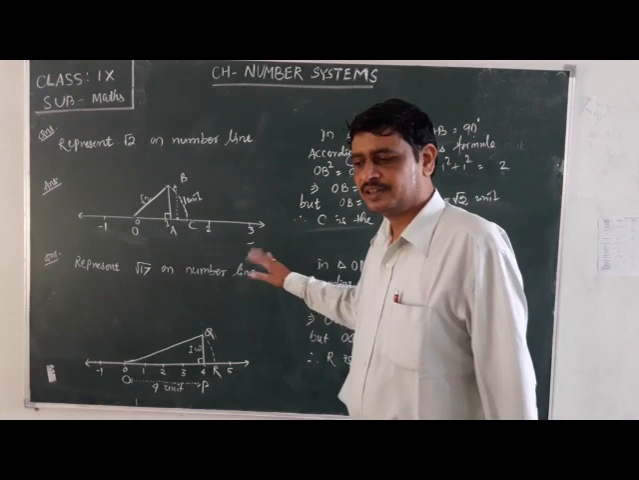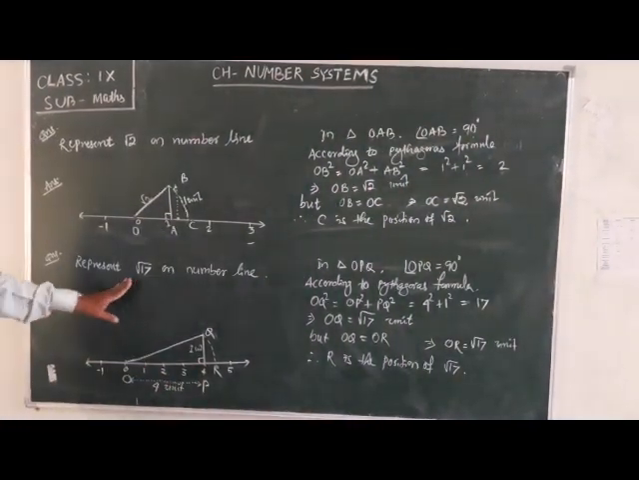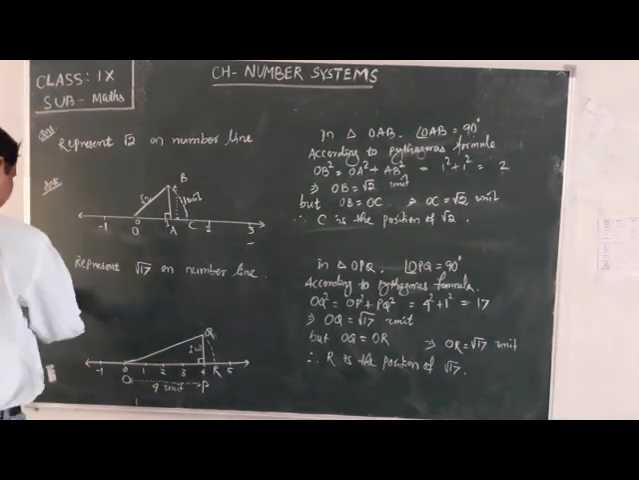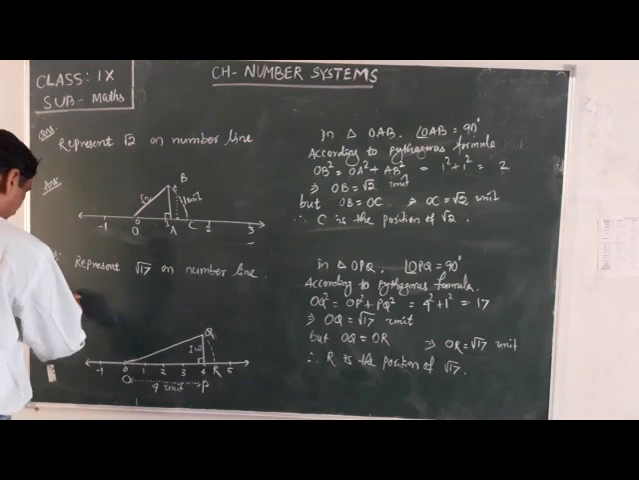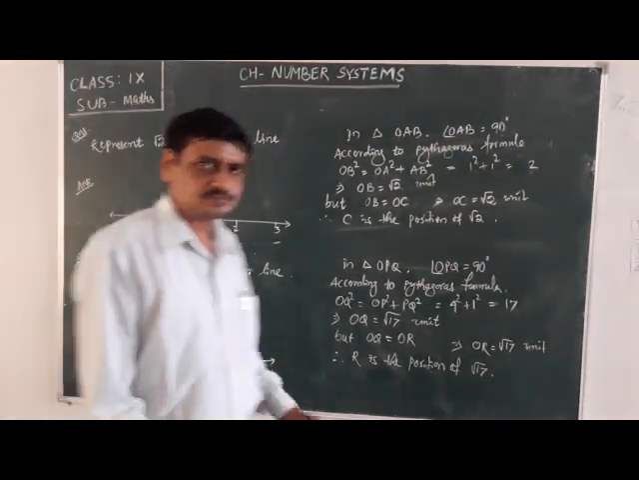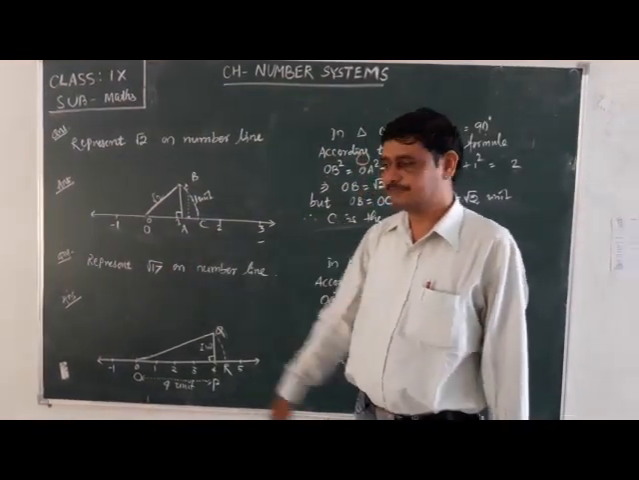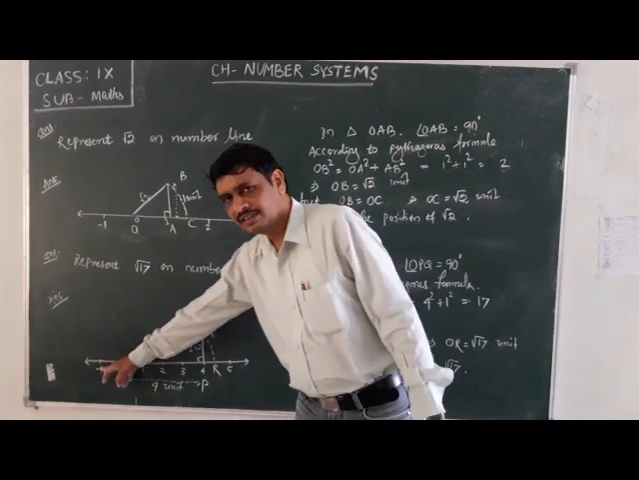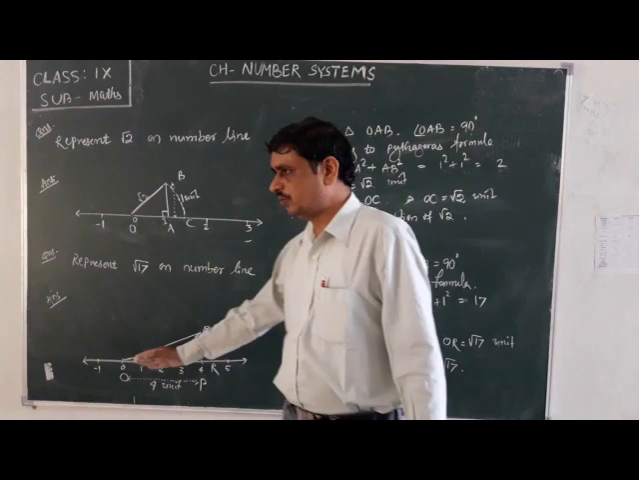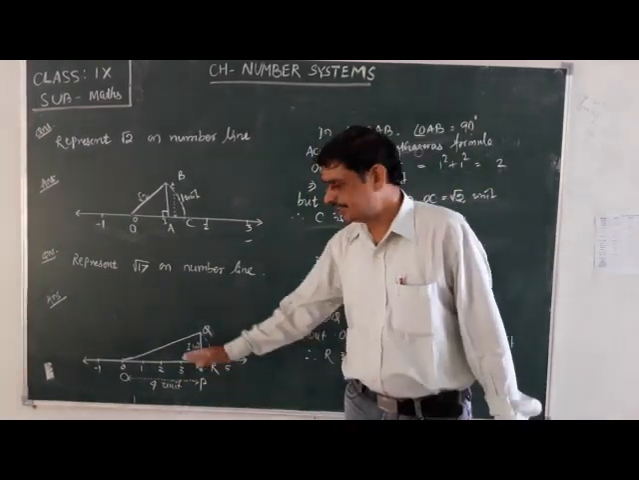Next, come to the next question. Represent root 17 on the number line. How to represent this root 17? First, a number line is drawn. Next, it is marked as 0, 1, 2, 3, 4 like that, taking 1 unit each.